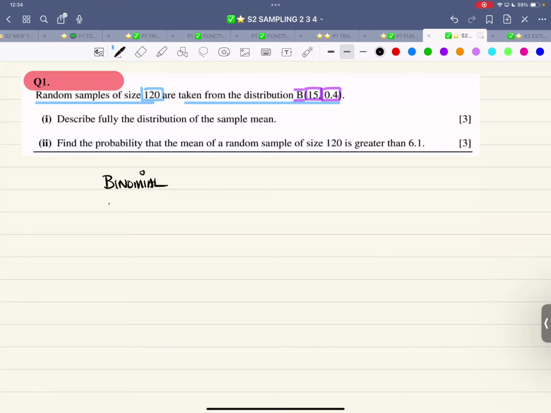Write down n is 15, p is 0.4, q is 0.6. Let's evaluate np, which is 15 into 0.4. 4 into 15 is 6. So this comes out to be 6.